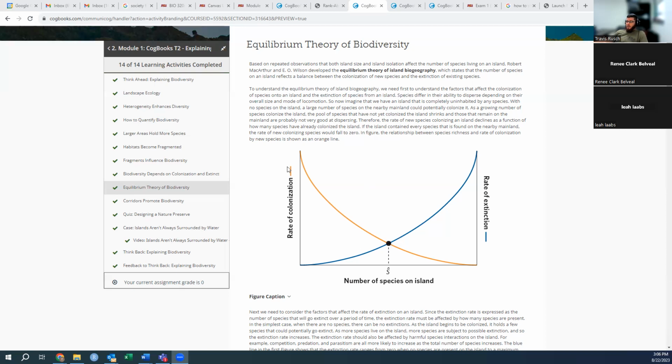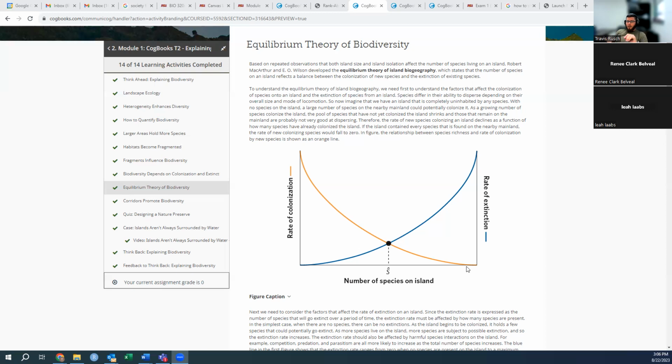Okay. Why is that? Why does the rate of colonization actually drop when the number of species on the island increases? Would that be because you have less land space to take up now because there's more things there? Yes, that's definitely part of it. That's absolutely correct. The more species you have, the more competition you have, the more predation you have, the less space and less resources you have, so it's less likely to get colonized.